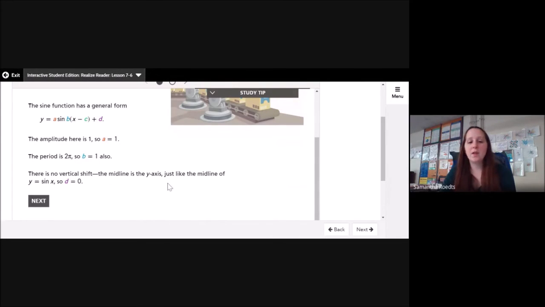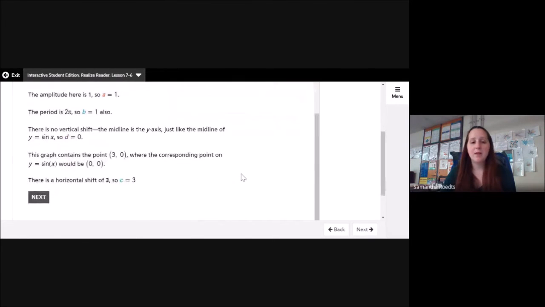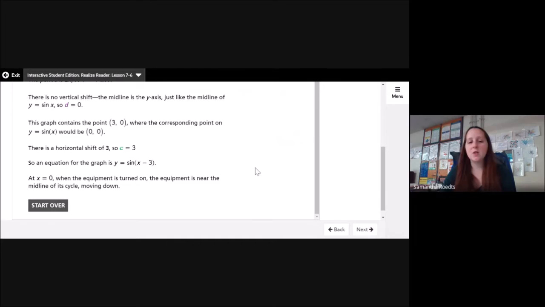There is no vertical shift. The midline is the x-axis, just like the midline of y equals sine x, so d equals 0. The graph contains the point 3, 0, where the corresponding point on y equals sine x would be 0, 0. There's a horizontal shift of 3, so c equals 3. So an equation for the graph is y equals sine times x minus 3. At x equals 0, when the equipment is turned on, the equipment is near the midline of its cycle, moving down.